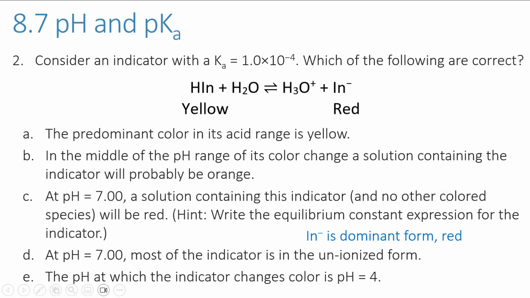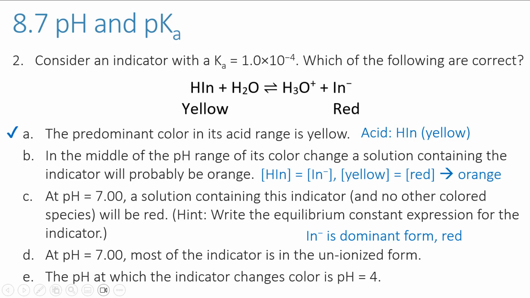So the predominant color in its acid range is yellow. That makes sense because HIn is going to be yellow. In- is the dominant form, so A works for us.